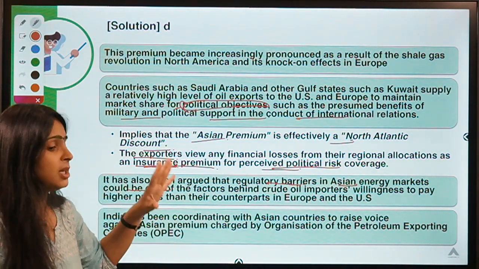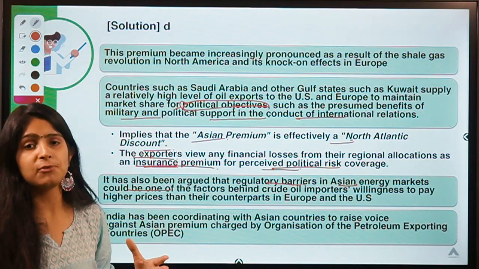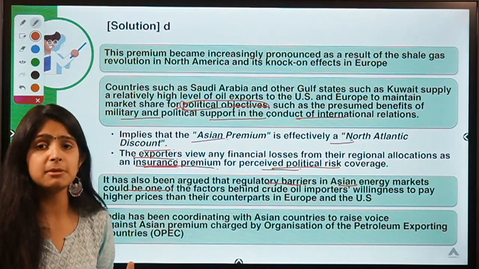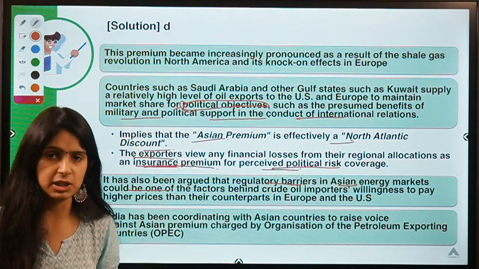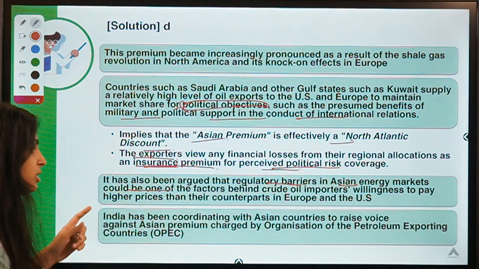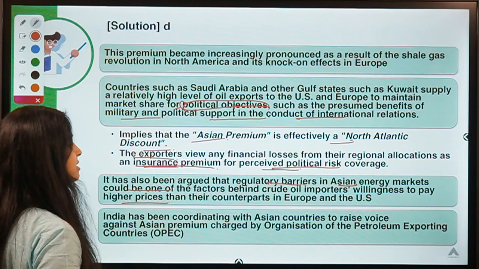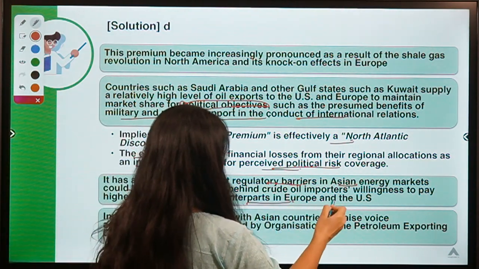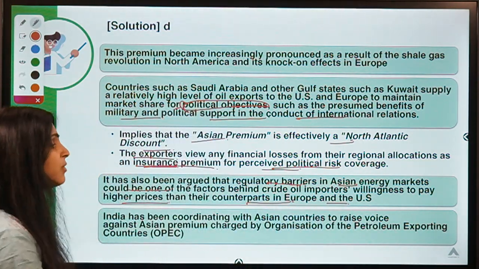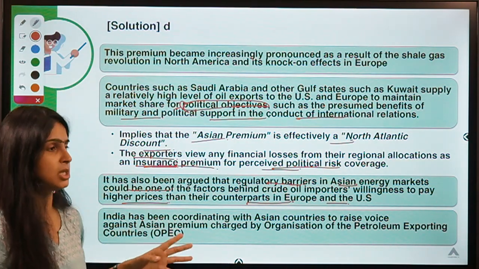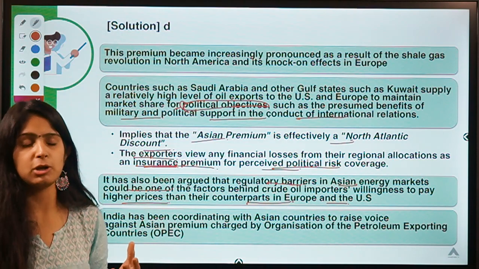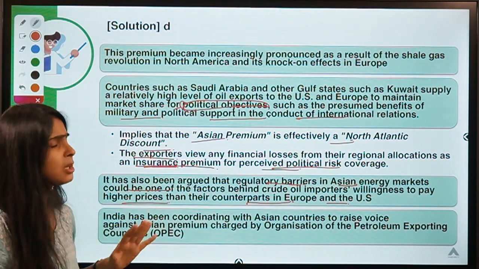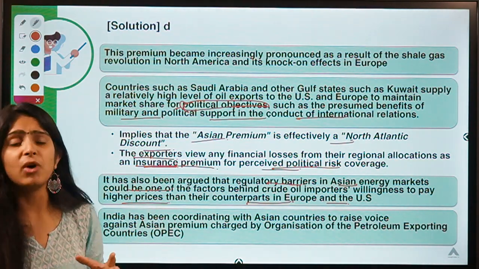So if they want to maintain a good stock of oil, they are willing to pay premiums for importing huge quantities of oil, right? So they are willing to pay higher prices than their counterparts in Europe and the US. And one more point here is that in the US, the development of shale gas, which acts as an alternative to oil, has also been one factor.